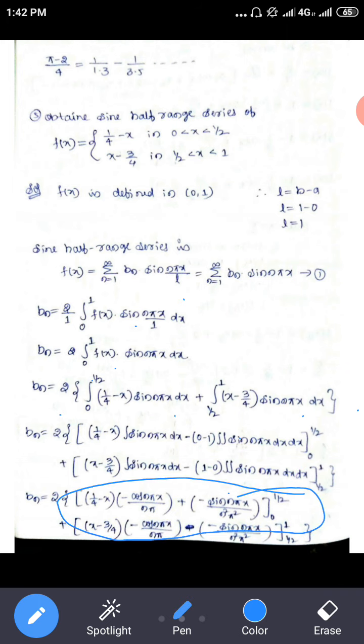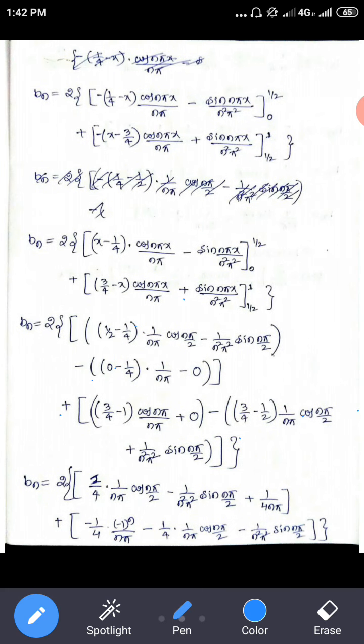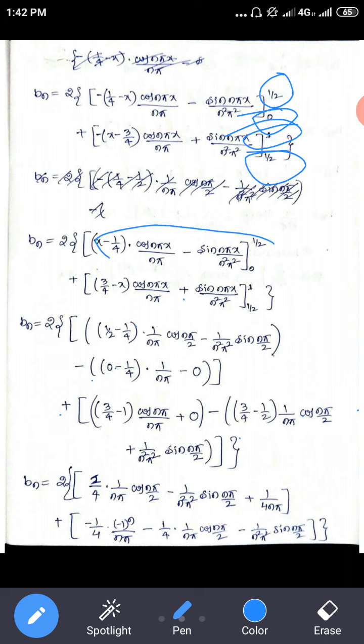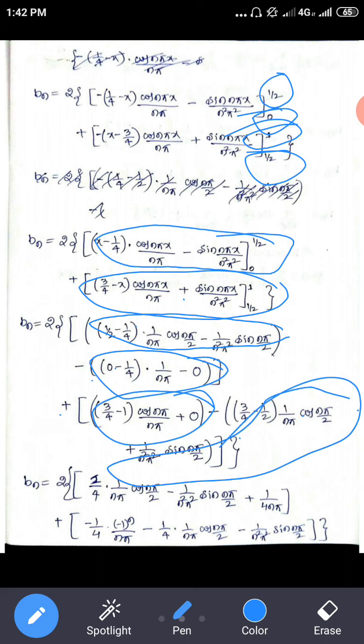I'll send the notes, check it. You're getting like this. Therefore bn you're getting like this. Once you substitute the upper limit, next you substitute the lower limit, and again for this term substitute the upper limit and lower limit. So this is exactly your simplification. These are the two terms. This is your upper limit minus lower limit. This is upper limit minus lower limit.